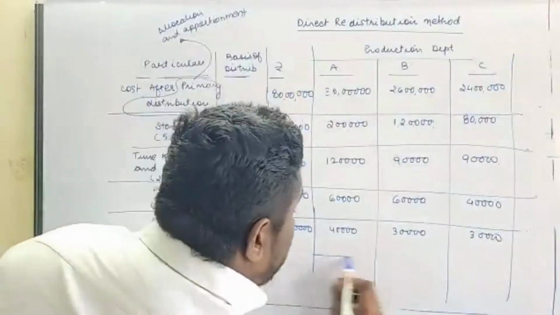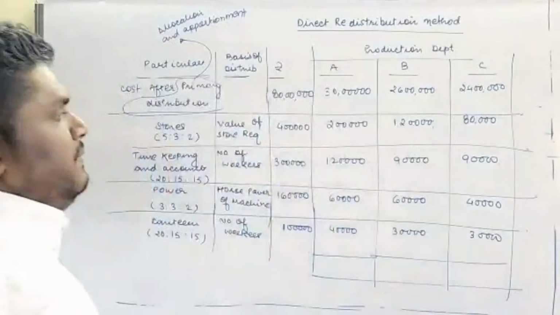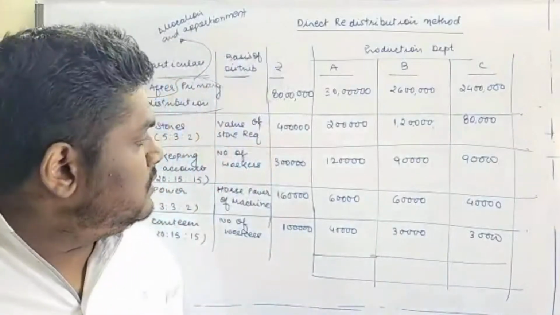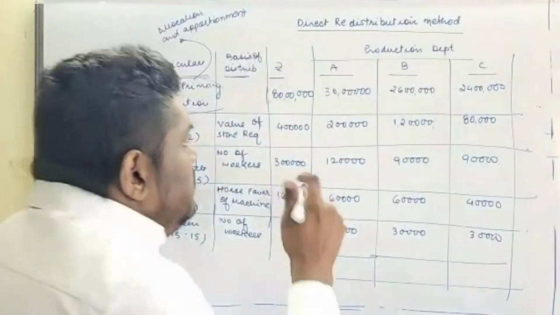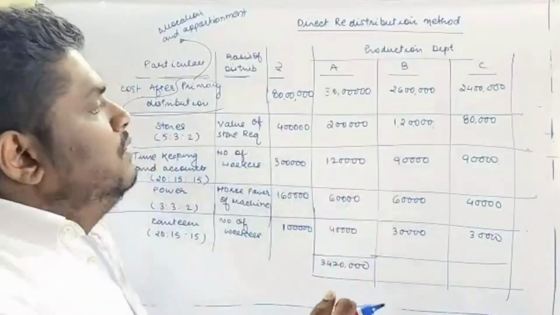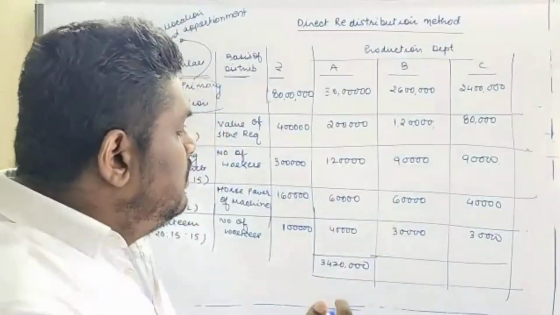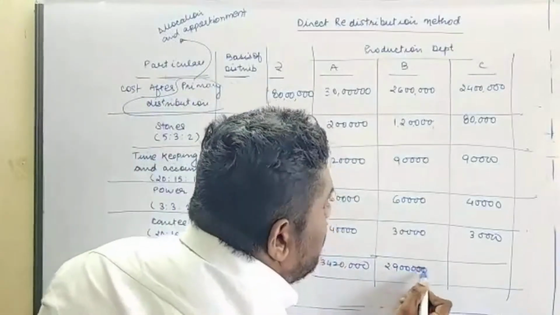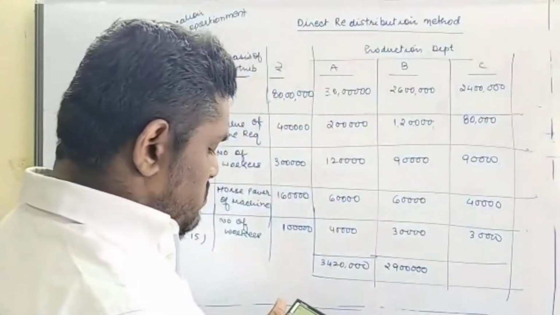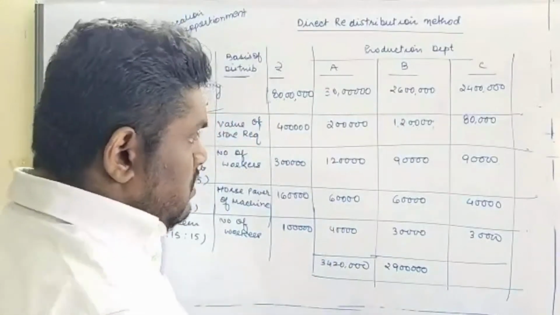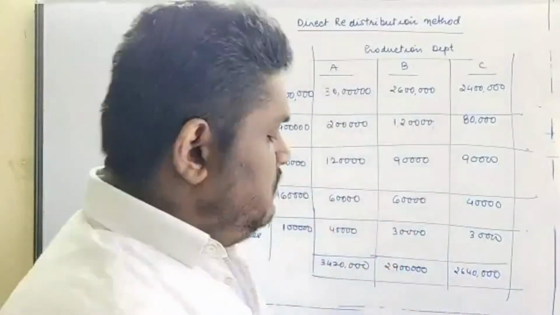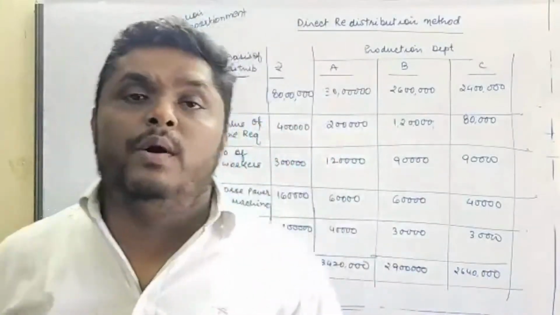Now herein, we'll write down the total also of all these three production departments. This will be 34,20,000. This will be 29 lakh. It will be 26,40,000. So this is all about the direct redistribution method.